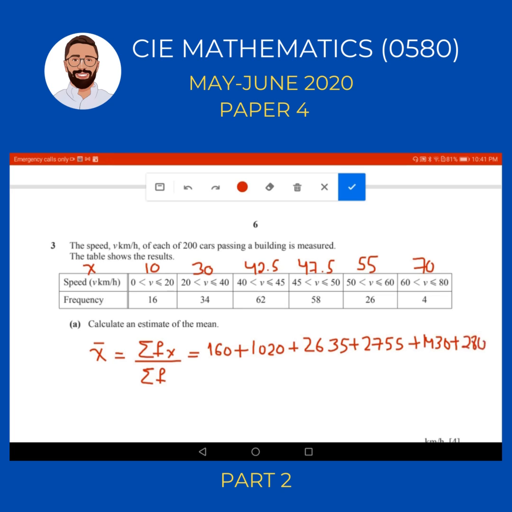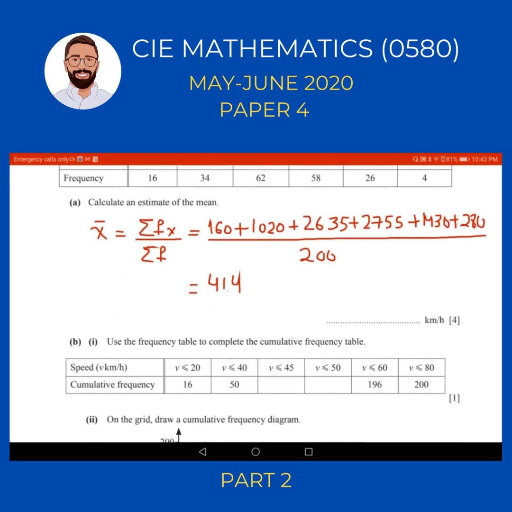All of it is divided by the summation of the frequencies, which is 16 plus 34 plus 62 plus 58 plus 26 plus 4, which is equal to 200 as given in the question. So add all the numbers and divide by 200, the answer is 41.4.